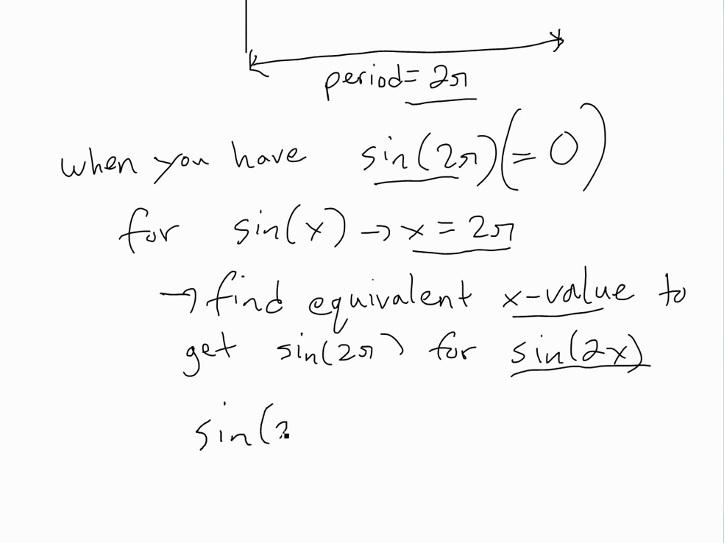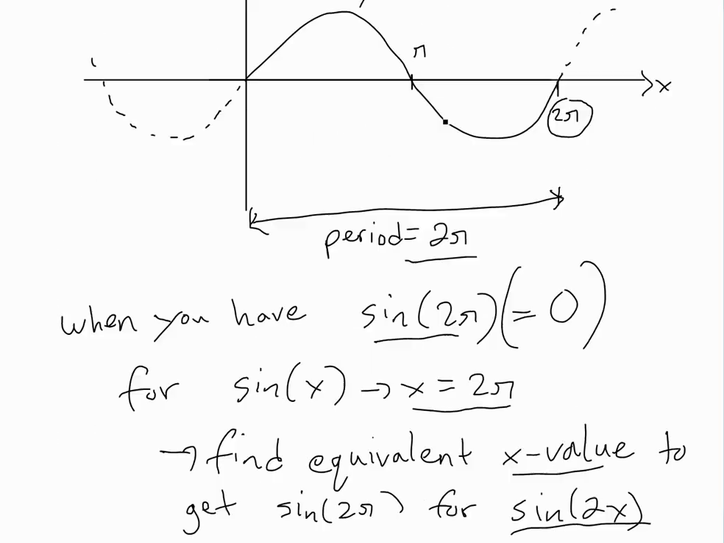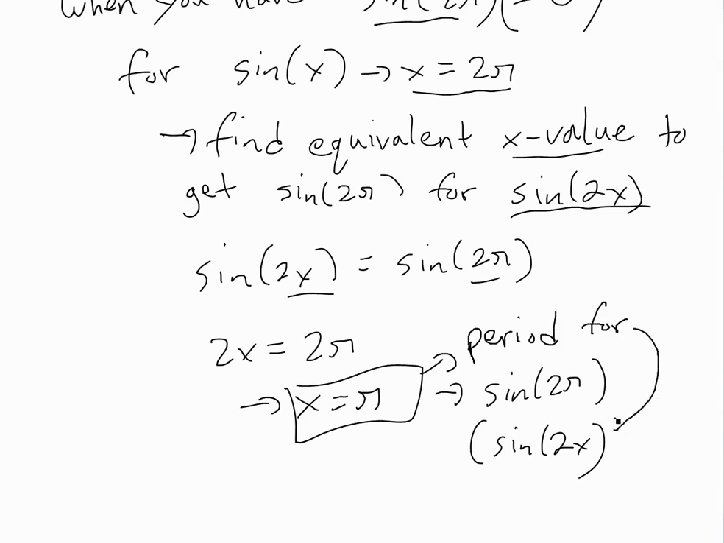To do that, we just equate them: sine 2x equals sine 2 pi. This is only true if the insides are equal, so 2x equals 2 pi. Cancel the 2s and you get x equals pi. What this means is that at x equal to pi, you get sine of 2 pi for the function sine 2x. Now we can graph it. All you're doing is shrinking it, and this is in fact the period for this function.